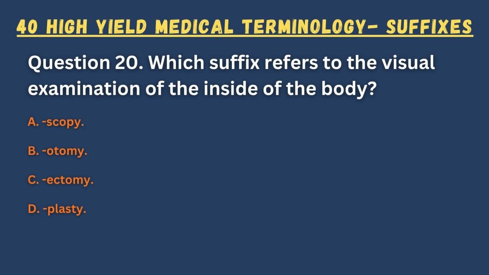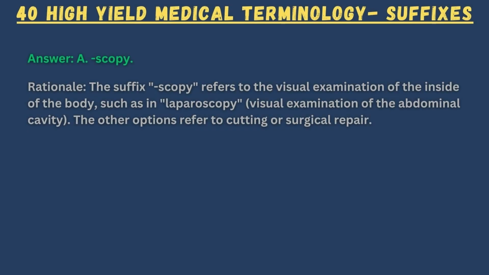Question 20. Which suffix refers to the visual examination of the inside of the body? A. Scopy. B. Otomy. C. Ectomy. D. Plasty. Answer, A. Scopy. Rationale: the suffix scopy refers to the visual examination of the inside of the body, such as in laparoscopy, visual examination of the abdominal cavity. The other options refer to cutting or surgical repair.